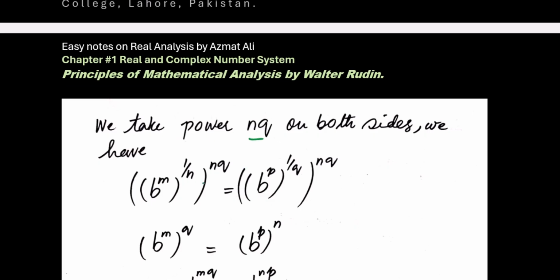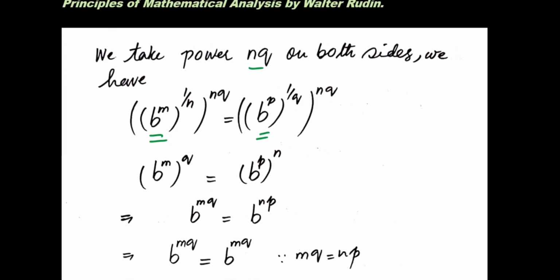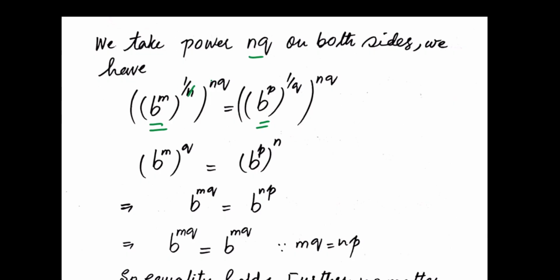So by taking the power nq at left and right and then cancelling out the roots, we have b raised to power m whole power q and b raised to power p whole power n. By cancelling, this becomes b raised to power mq and this becomes b raised to power np. As it is given that mq is equal to np, substituting np with mq gives the equality. So equality holds.